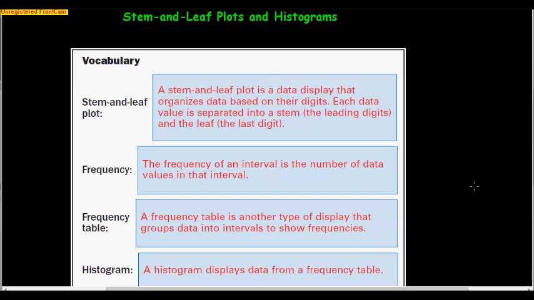Okay, guys, here we go. This is stem and leaf plots and histograms. This is pretty easy stuff, I think. So let's just dive in.